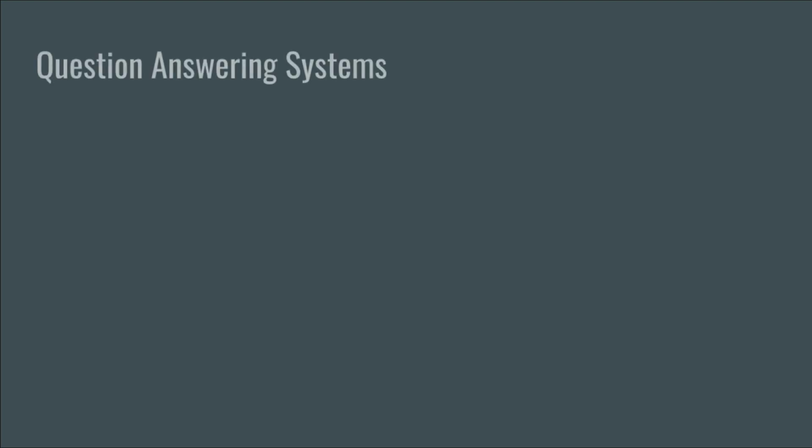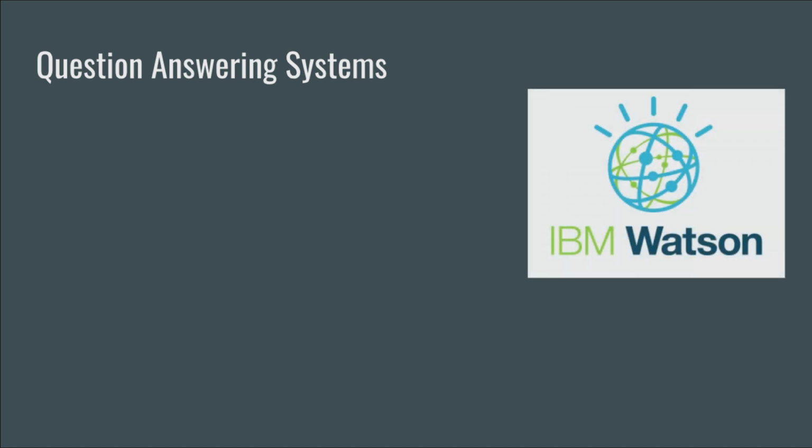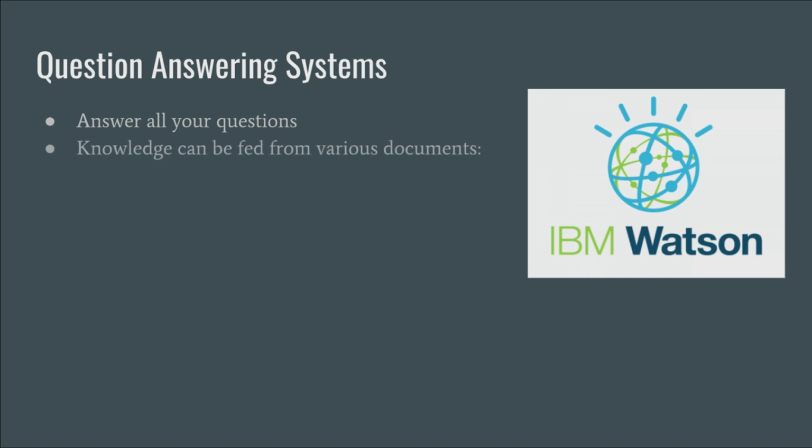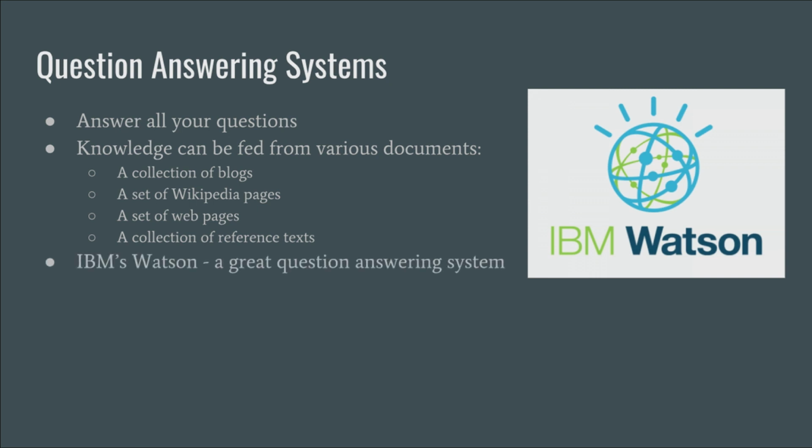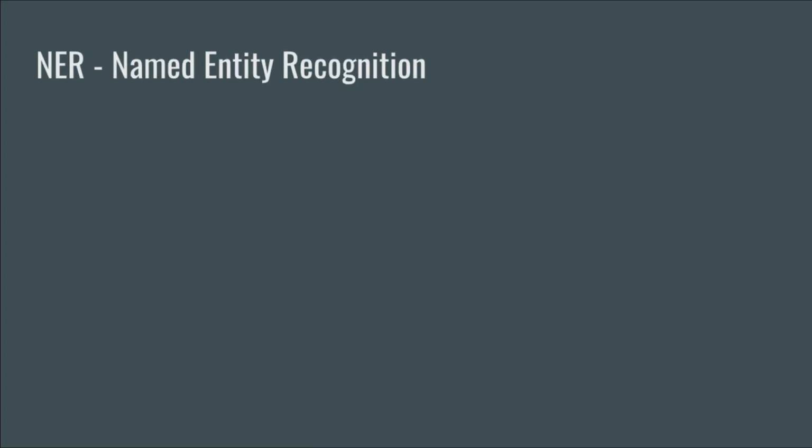The next field is question answering systems, which do exactly that. These systems basically answer all of your questions, and doing this is a big deal indeed. You can ask questions which can be answered specifically from documents of your choice. For example, a collection of blogs, a set of Wikipedia pages, a set of web pages, a collection of reference texts. So IBM's Watson is regarded as a great question answering system. So check it out.